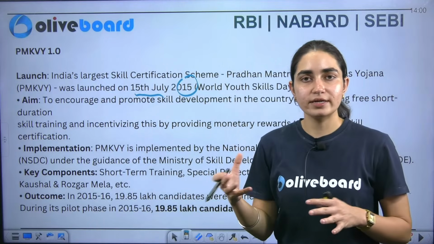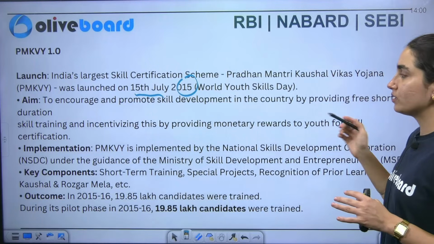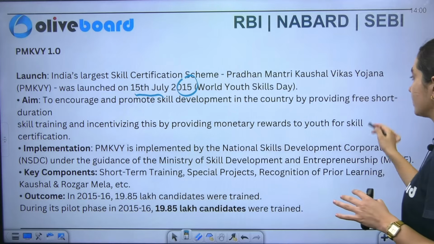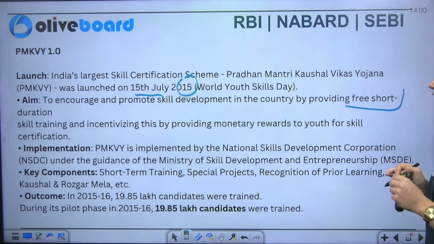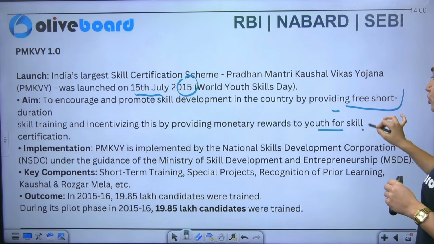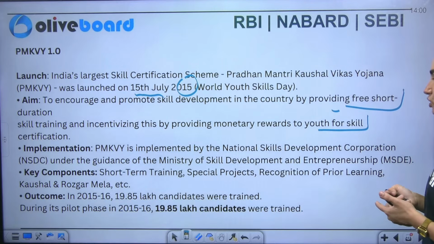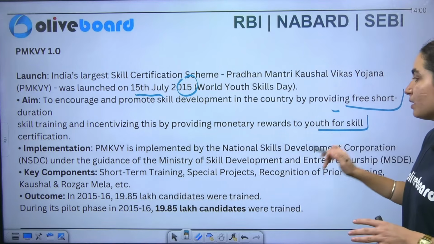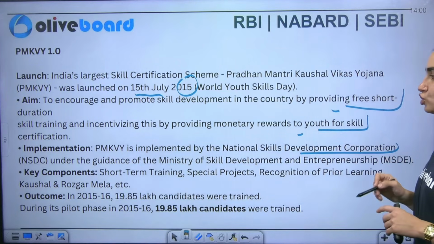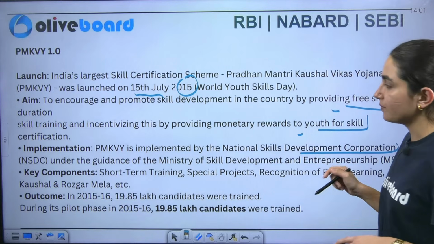It comes under the Ministry of Skill Development. If I talk about the initiatives taken, it provides free short duration skill training and incentivizes it by providing monetary rewards to the youth for skill certification. As for implementation, I have already told you that this comes under the Ministry of Skill Development and Entrepreneurship. This thing is clear to all of you now. It is implemented by the National Skill Development Corporation (NSDC) under the guidance of the Ministry of Skill Development and Entrepreneurship. Right? What are the key components?